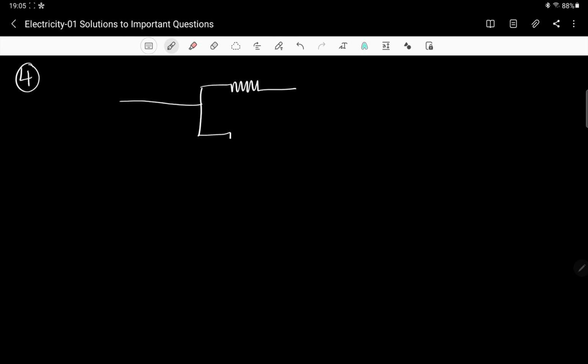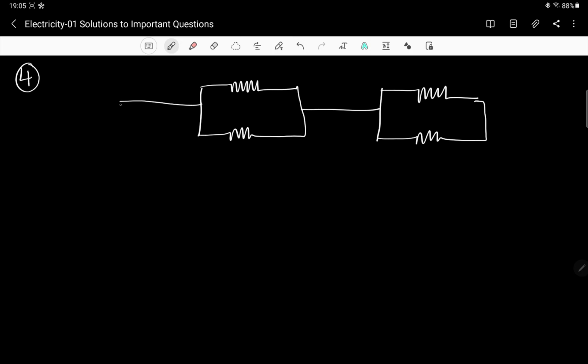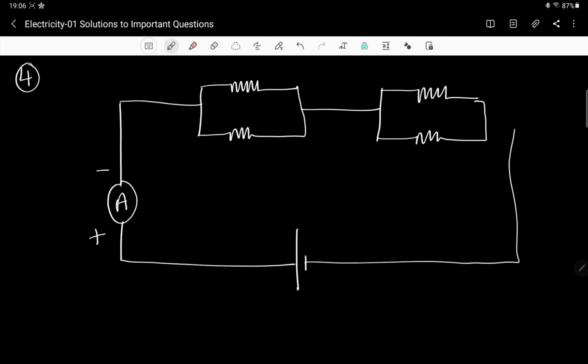Let's see one more important question. That is the fourth question. Okay, there is a circuit given here. The circuit is like this. Resistors are connected like this. Now this circuit has an ammeter here, with negative and positive, and here I have one positive negative terminal. So this is positive and negative.